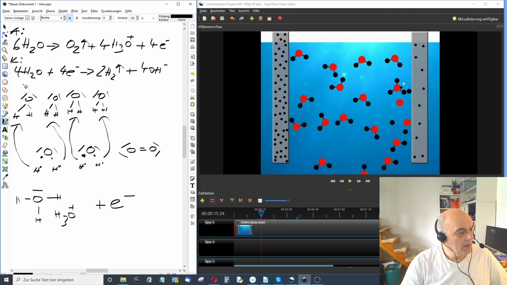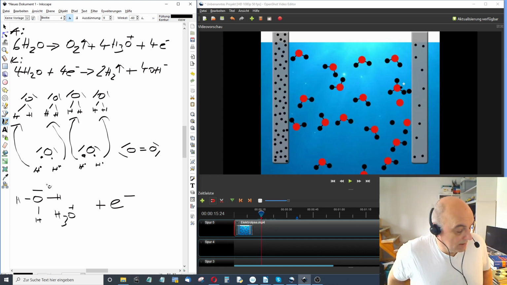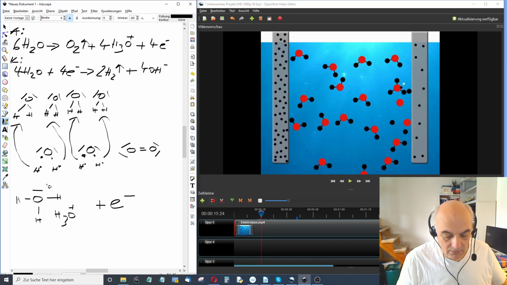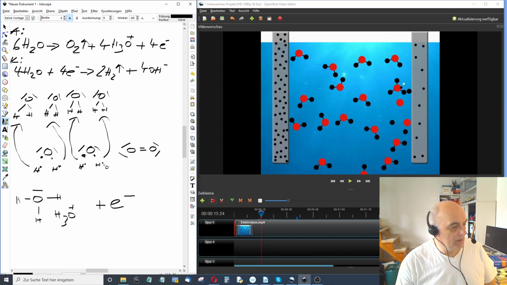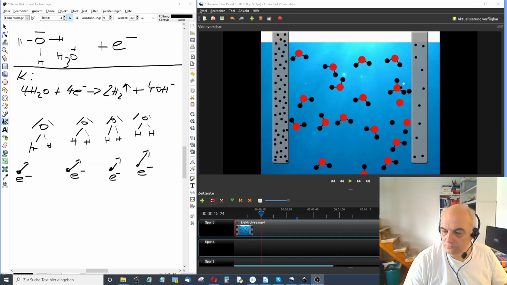That's what happens here. The second one, 4H2 plus 4e minus, looks like that. I will transfer this down here so that I can show you the second equation also in this electron writing method or whatever. This here. Okay, I do this now. Okay, here's the second equation.